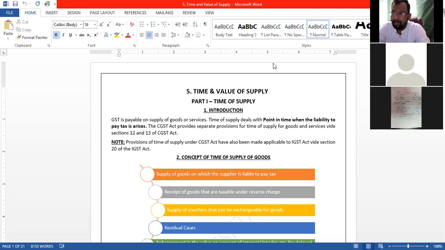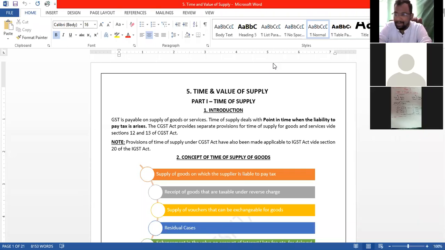Now, what do you mean by supply? We have already learned that in chapter number 2. For any kind of taxation system, the taxable event is a foundation stone, a very important aspect, because it tells you about the point in time when the liability to pay tax arises.